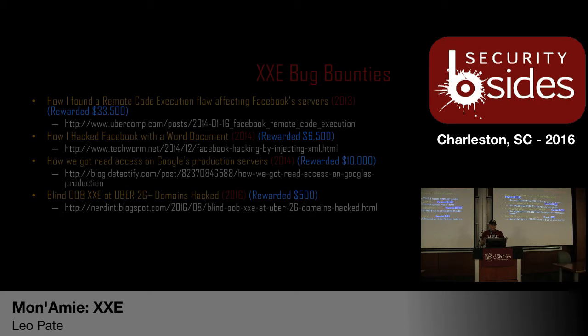The next one was how I hacked Facebook with a Word document back in 2014. He was awarded $6,500. The next one was how we got read access on Google's production servers. He was awarded $10,000 from Facebook, and then very recently this year there was a special type of XXE attack on Uber, where 26 domains were hacked through responsible disclosure. Uber gave him like $500, so that's a huge gap in difference.